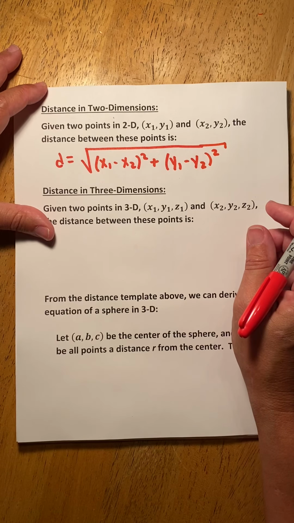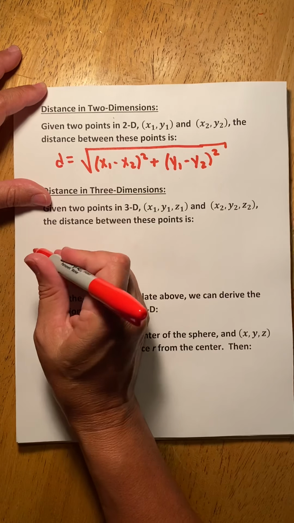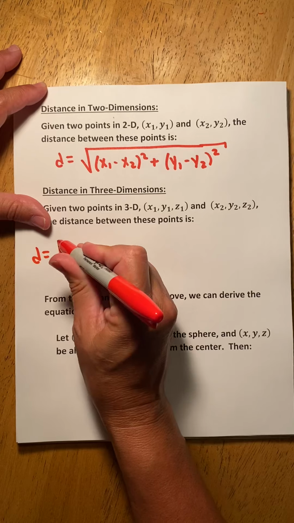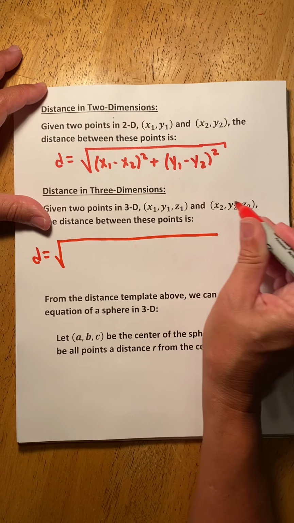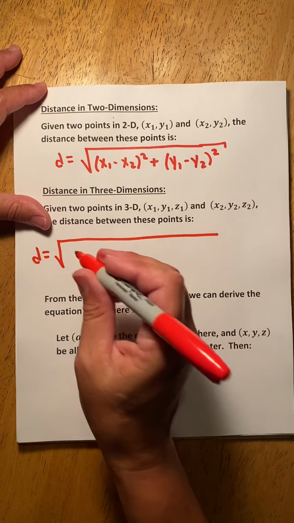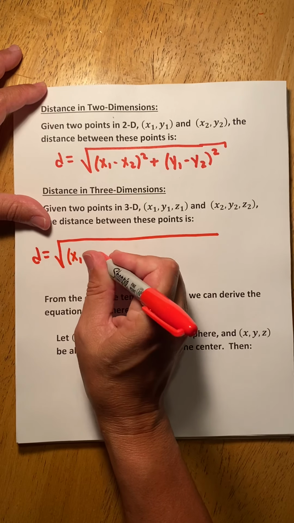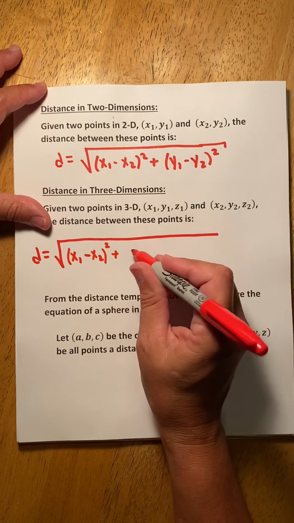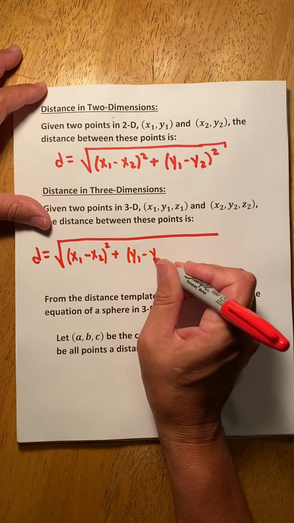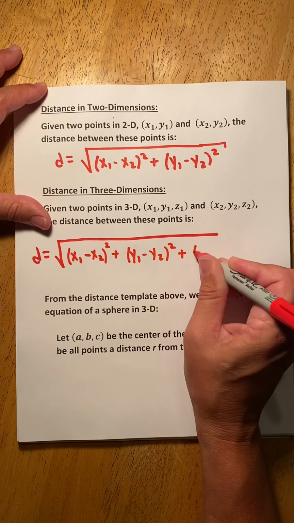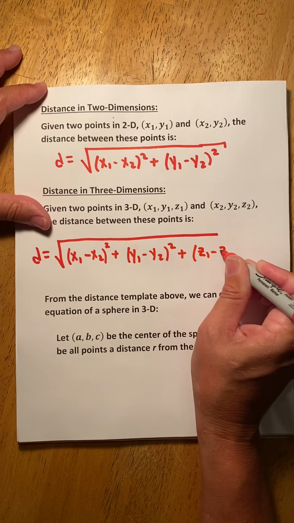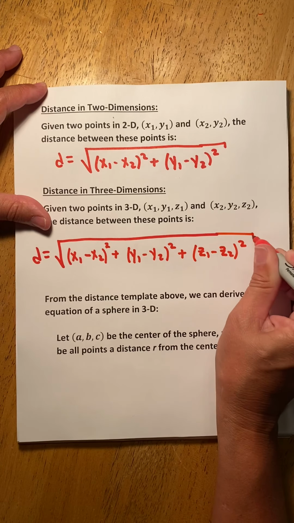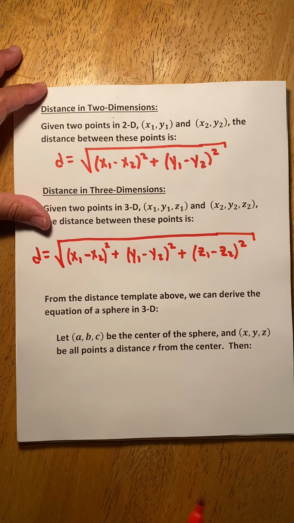So similarly, in 3 dimensions, the distance formula is very similar. We just have to add the distance between the z coordinates. So the distance between 2 points in space is the difference between the x coordinates squared plus the difference between the y coordinates squared plus the distance between the z coordinates squared. That shouldn't be too hard to remember.